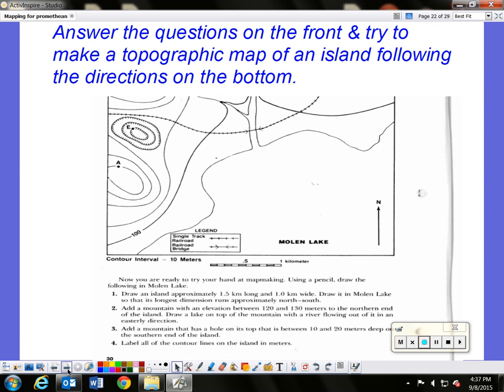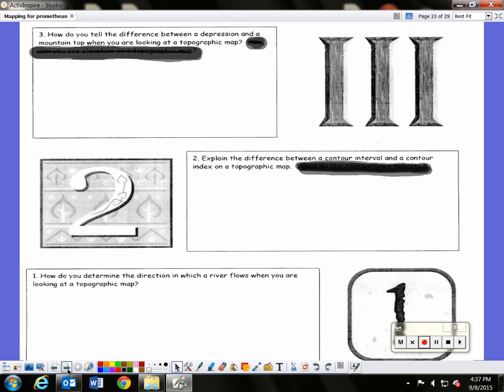Ignore that. Okay, and finish these 3 questions and you are done with your notes. So how do you tell the difference between a depression and a mountaintop when you're looking at a topographic map? Think about what a depression has that other contour lines wouldn't. Explain the difference between contour interval and contour index. And how do you determine the direction in which a river flows when you are looking at a topographic map? I expect to see the answers to your questions embedded within your notes, and see you next class.